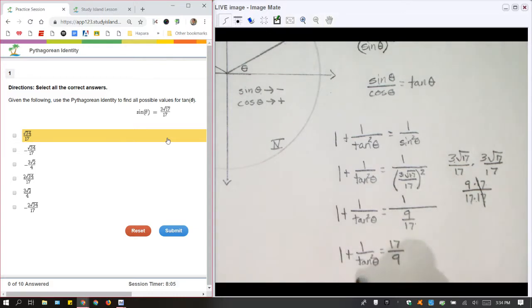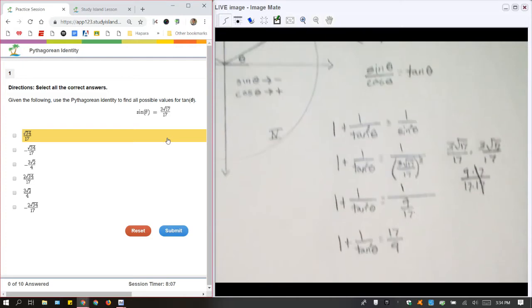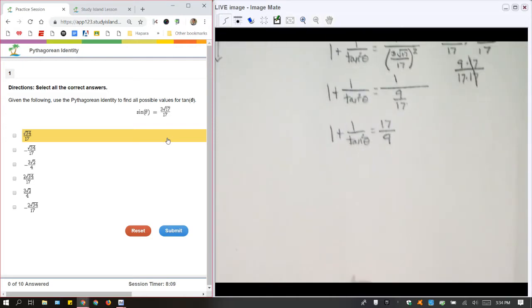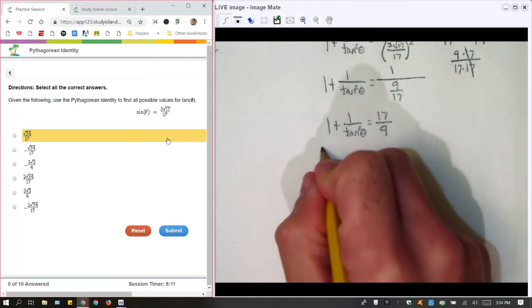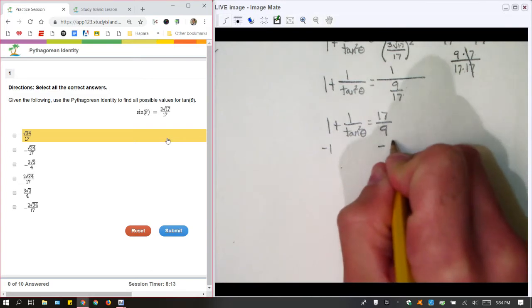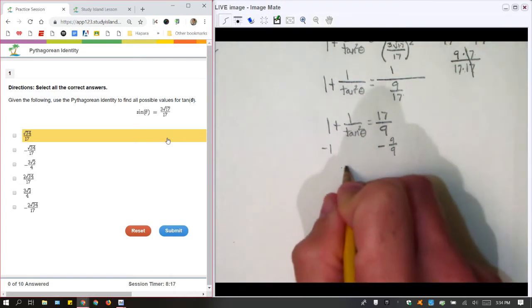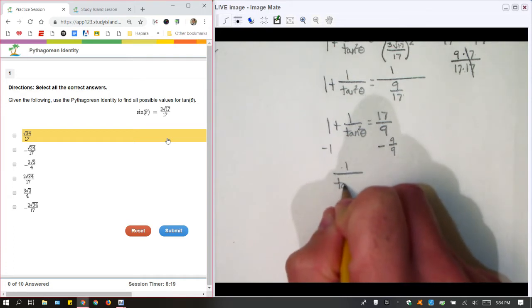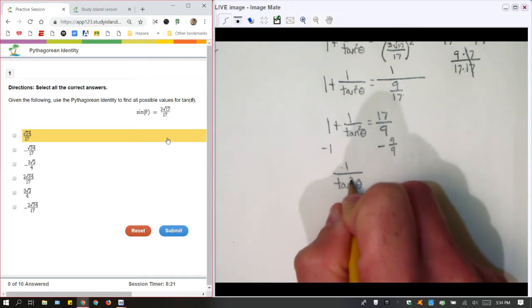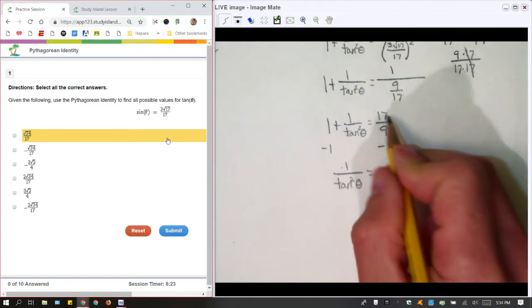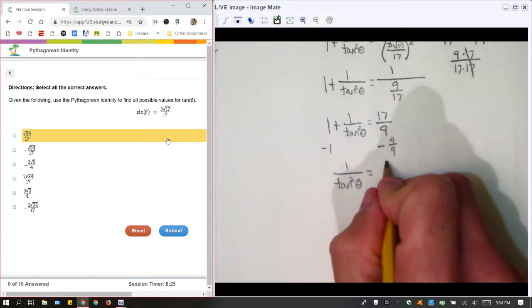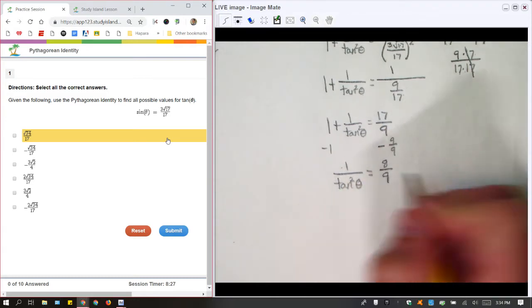Now I'm trying to solve for my tangent of theta squared, so what I'm going to do next is subtract 1 from both sides. Minus 1. Over here I'm going to subtract it in the form of 9 ninths. So minus 1 minus 9 ninths, same thing. I get 1 over the tangent of theta squared equals 17 ninths minus 9 ninths, which is 8 ninths.